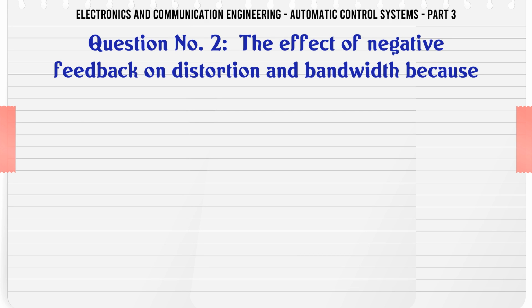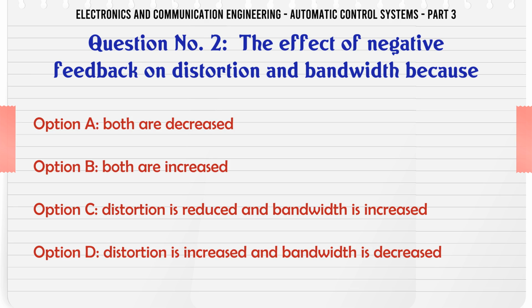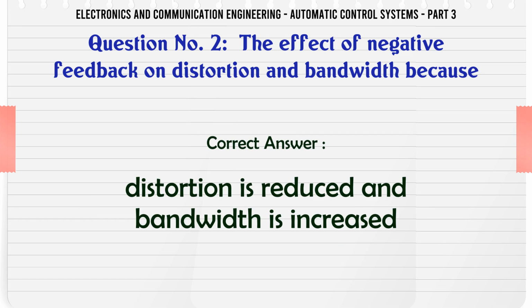The effect of negative feedback on distortion and bandwidth is: A. Both are decreased. B. Both are increased. C. Distortion is reduced and bandwidth is increased. D. Distortion is increased and bandwidth is decreased. The correct answer is distortion is reduced and bandwidth is increased.